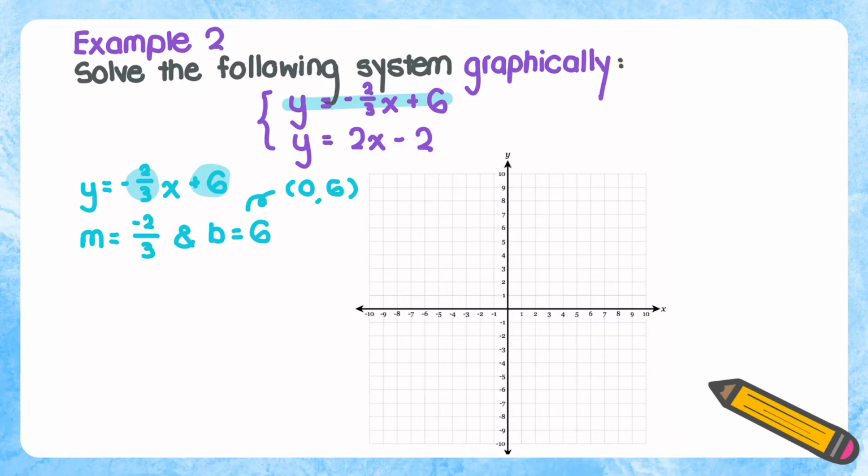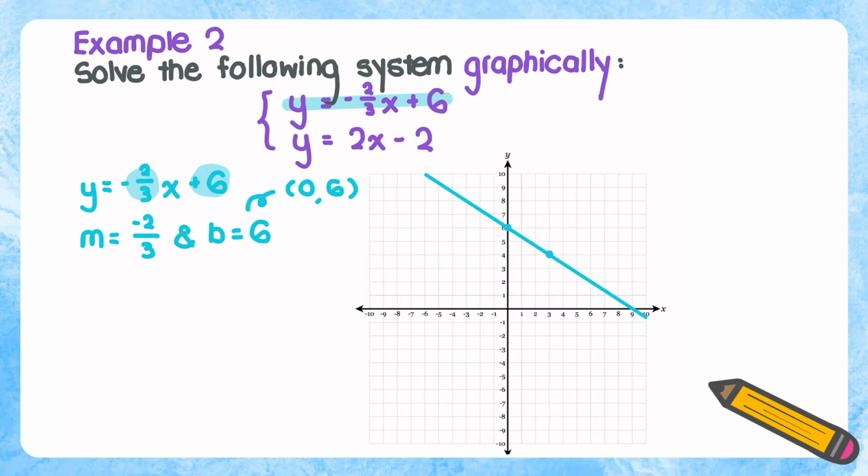So I'm going to graph it. I start at (0, 6). I move down 2 and to the right 3. And I'll connect these two dots to create my line. So this is the graph of our first equation.